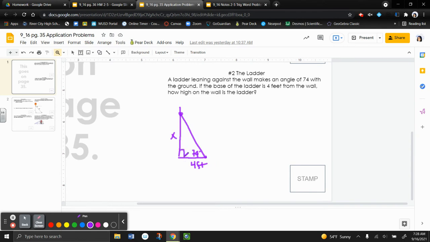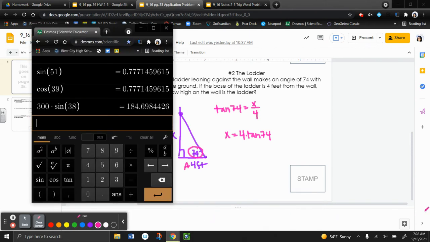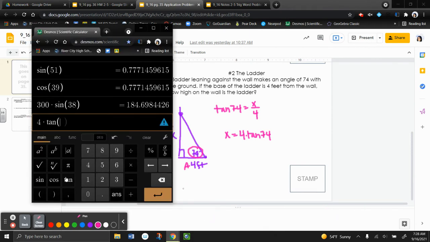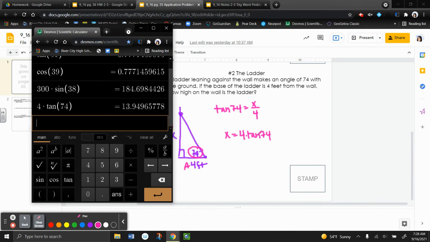All right, so I have my right triangle. Circle my reference angle. Label, this is my opposite, this is my adjacent. So I'm going to use tan, x over 4. And just like before, x is on top, so my last step is going to be multiplication. 4 times tan 74. We get 13.95.